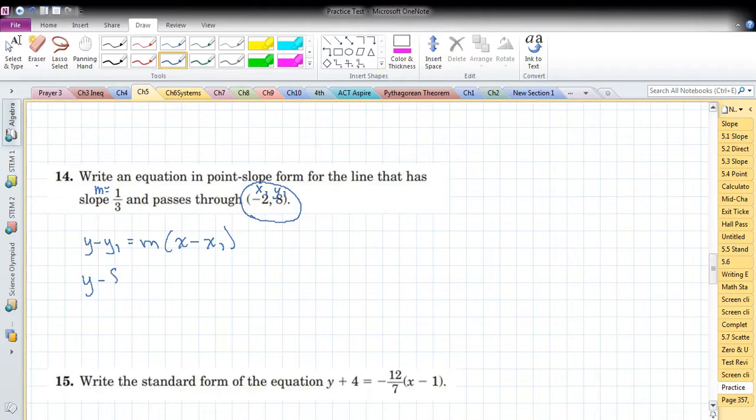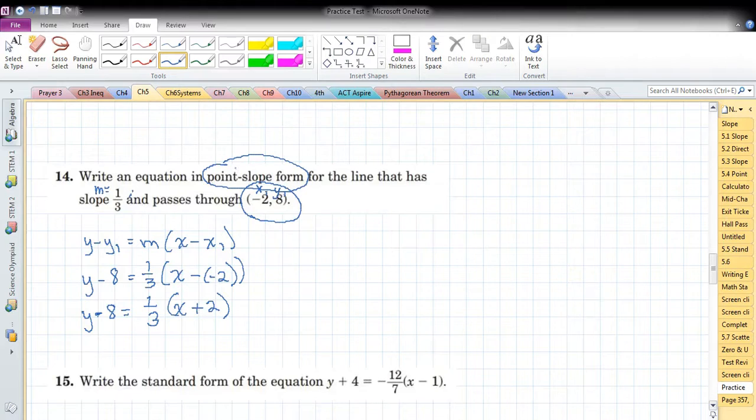y minus y1, which is 8, is equal to 1/3 times x minus x1, which is negative 2. All right, but we can rewrite x minus negative 2 as x plus 2. So we're going to replace that and simplify it. And that is our equation, because if we look back up here, it says it wants it in point-slope form. So I don't need to do anything to it. It's already in point-slope form.